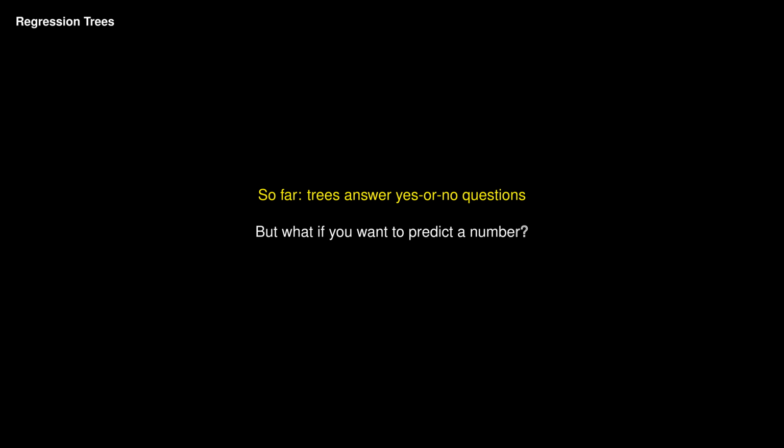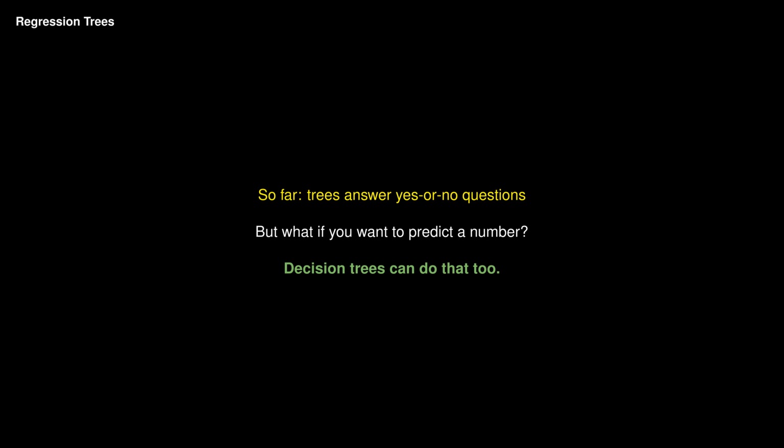Regression trees. So far, every decision tree we've built answers a yes or no question. Will someone play tennis? Is this email spam? But what if the thing you want to predict is a number? Like how many minutes someone will spend on the court? Good news. Decision trees can predict numbers too.